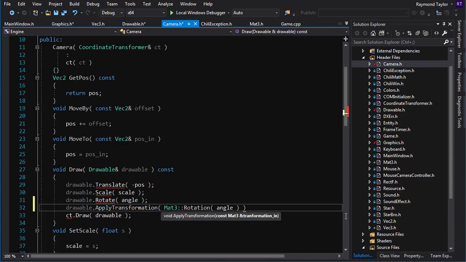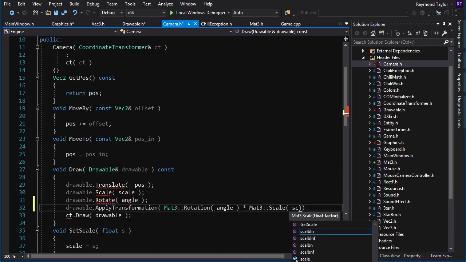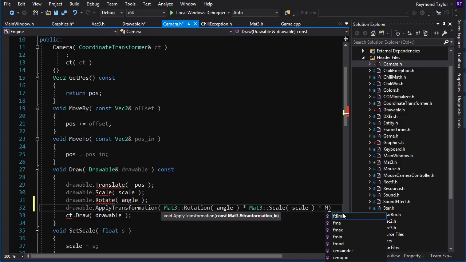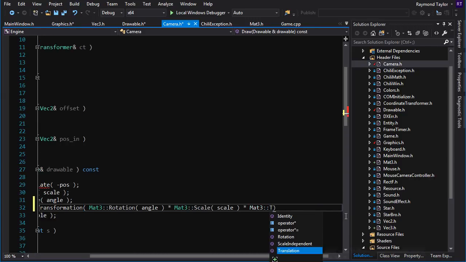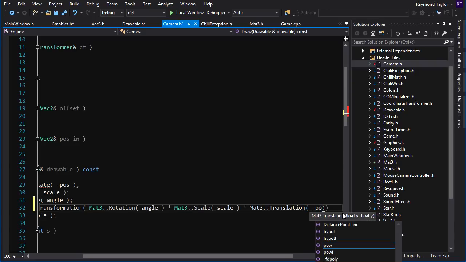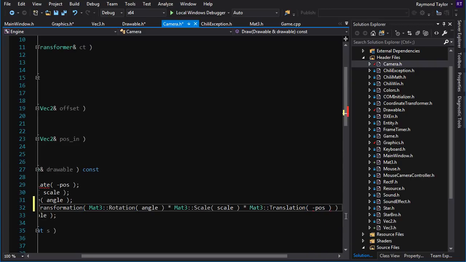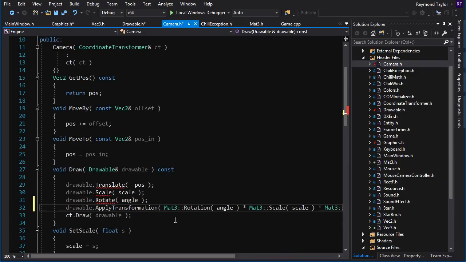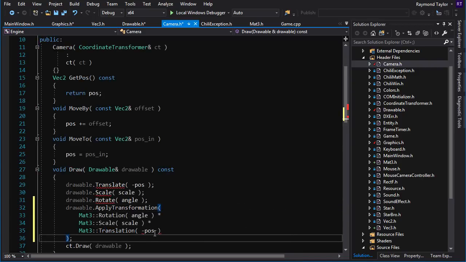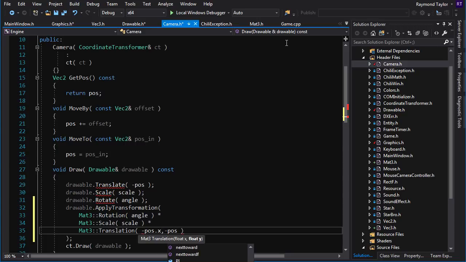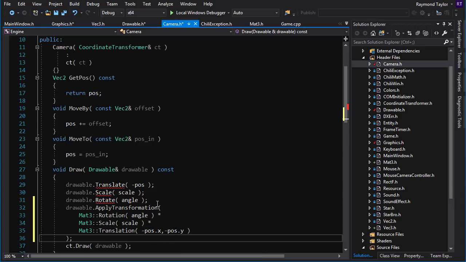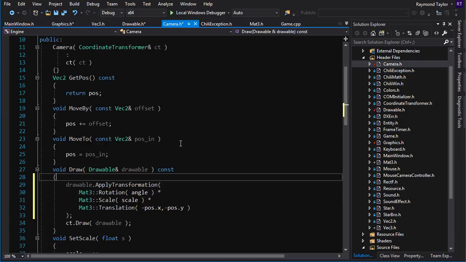That's the last thing we apply. The next thing we apply, mate3 scale by the scale. And the final thing that we're going to apply is mate3 translation by negative position of the camera. And there you go. Unfortunately, mate3 translation doesn't take a vector, so we've got to go pos.x, pos.y. I could make an overload that takes a vec too, but I don't care about it that much.